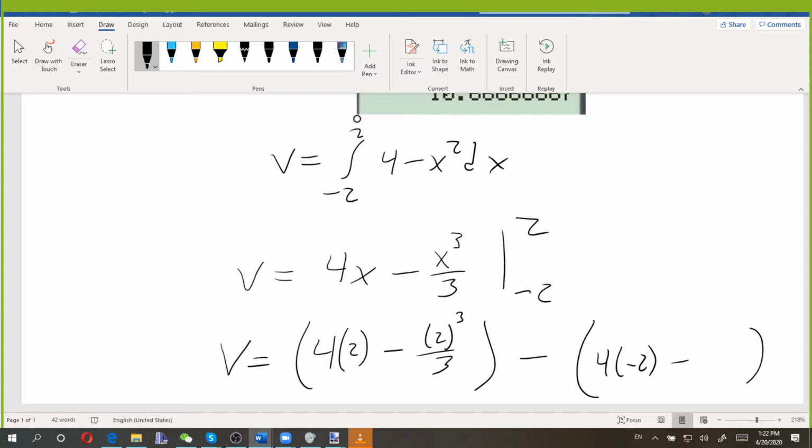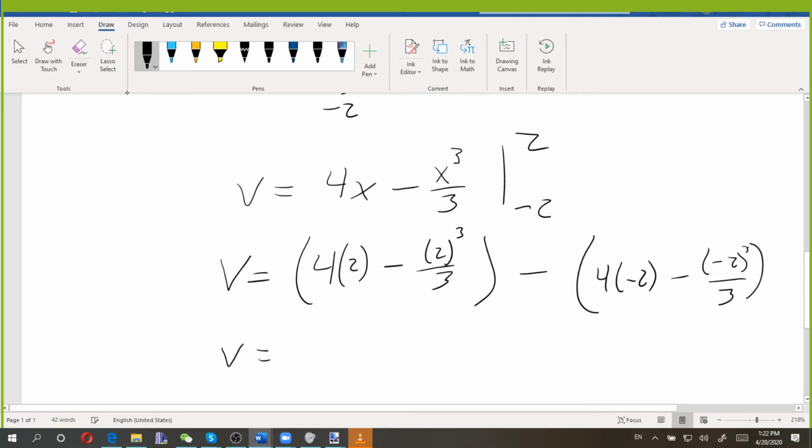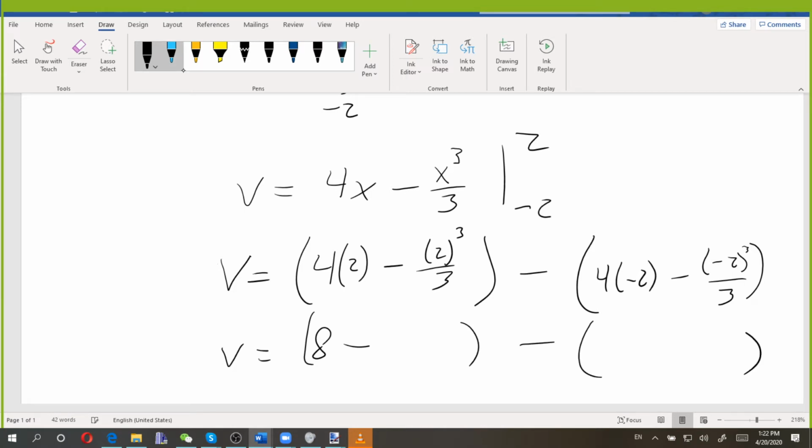So that's 8 minus cubed over 3. Okay, so you said 8 minus what? For 3, and this is on this side. Okay, -8 plus 8 over 3. Okay, so I'm going to combine those.